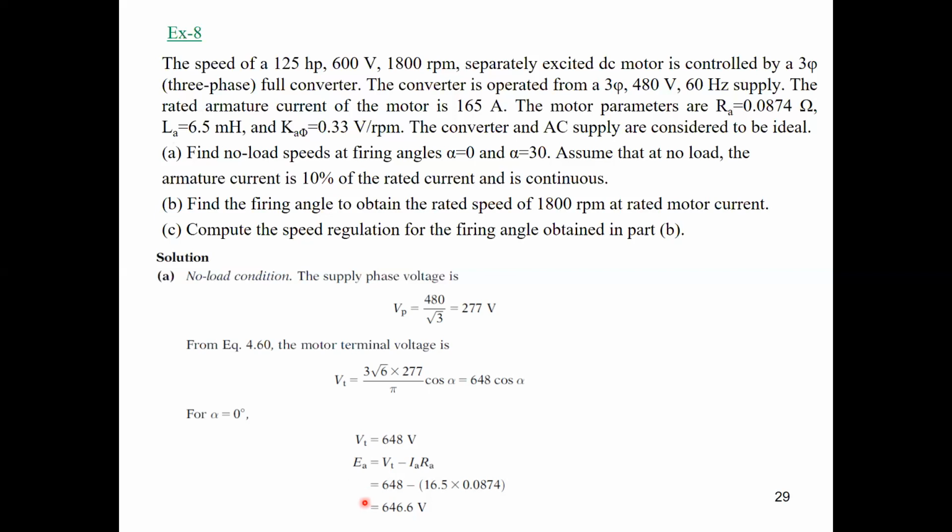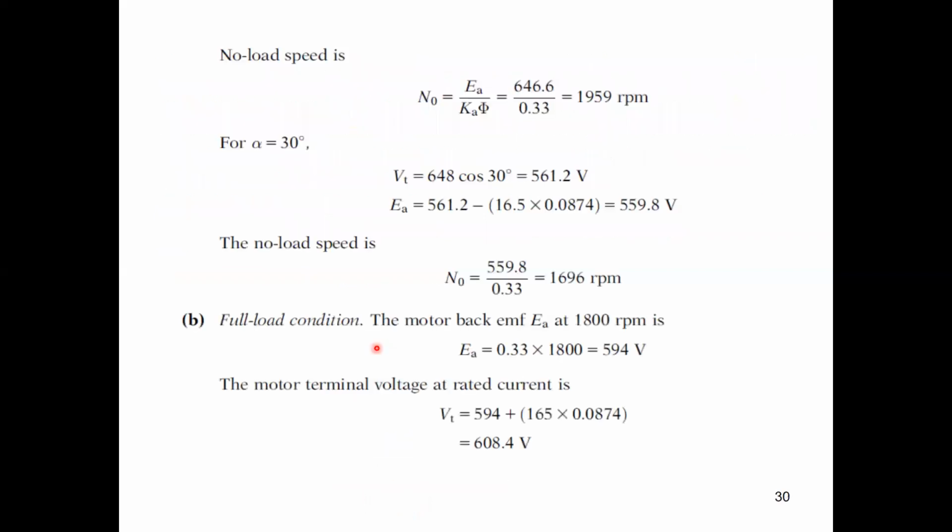Simply, we can now use the relation omega equals EA divided by KA phi to calculate the machine speed at firing angle equals 0. So at 0 firing angle, we got a machine speed of 1959 RPM.